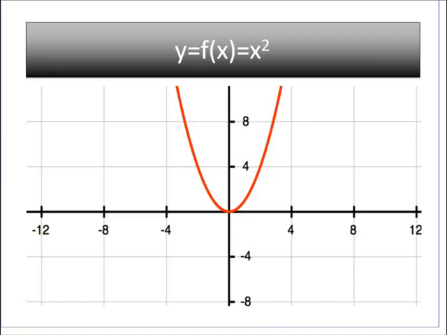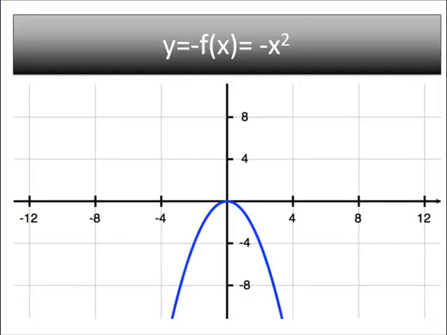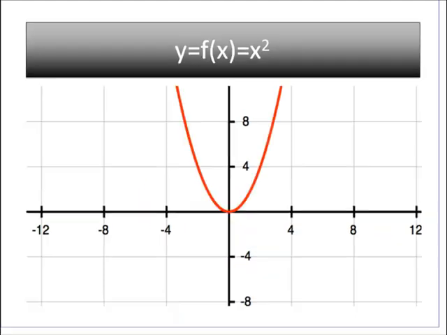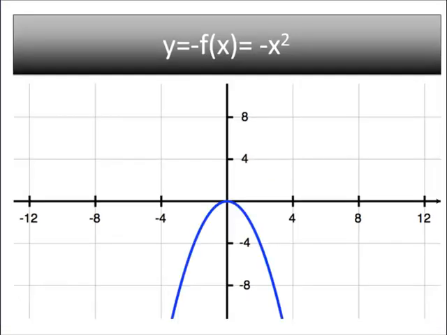So we're back to our original function again. So y is equal to f of x, which is equal to x squared. So our original quadratic function with a minimum point of 0, 0. And here we see a reflection in the x-axis. So this is the graph of y is equal to minus f of x, or y is equal to minus x squared. So it's been reflected in the x-axis. Notice that the minimum point becomes the maximum point.